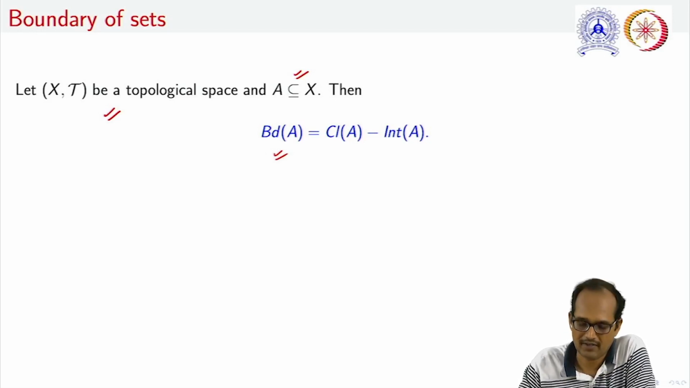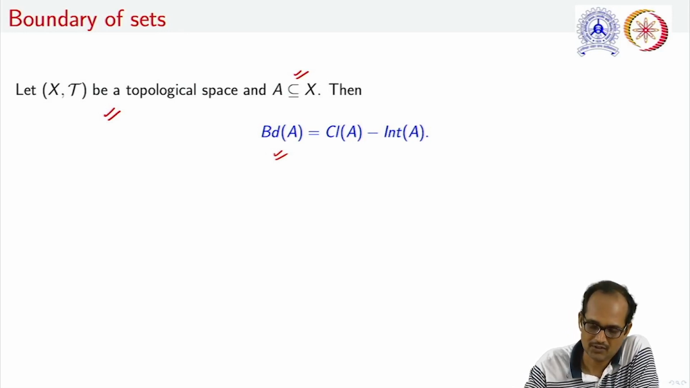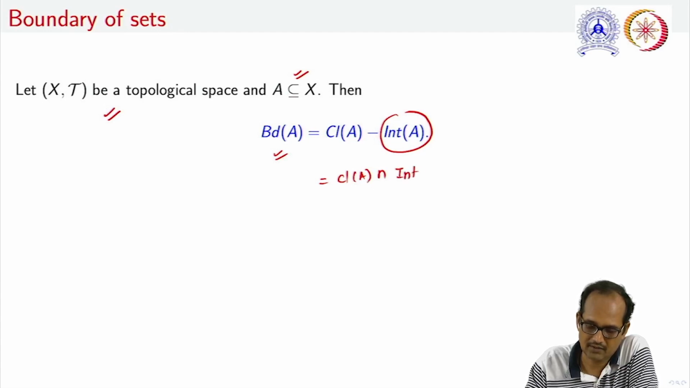One thing is clear from this definition: because interior of A is an open set, and if we use some simple set theory, this is nothing but closure of A intersection the complement of interior of A.